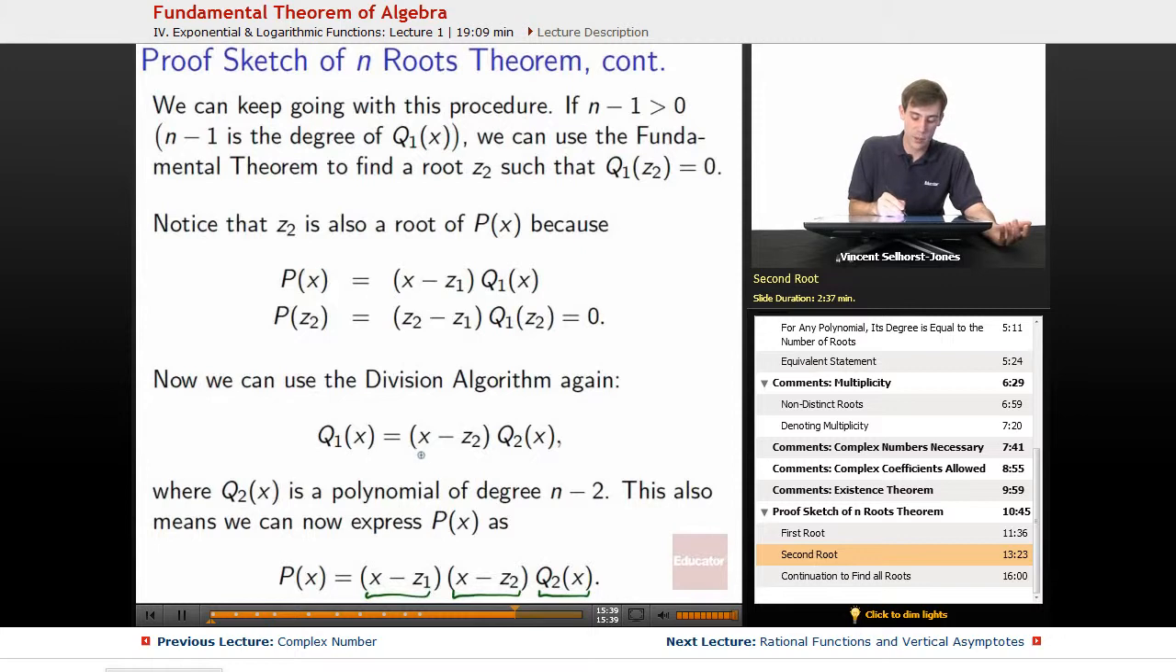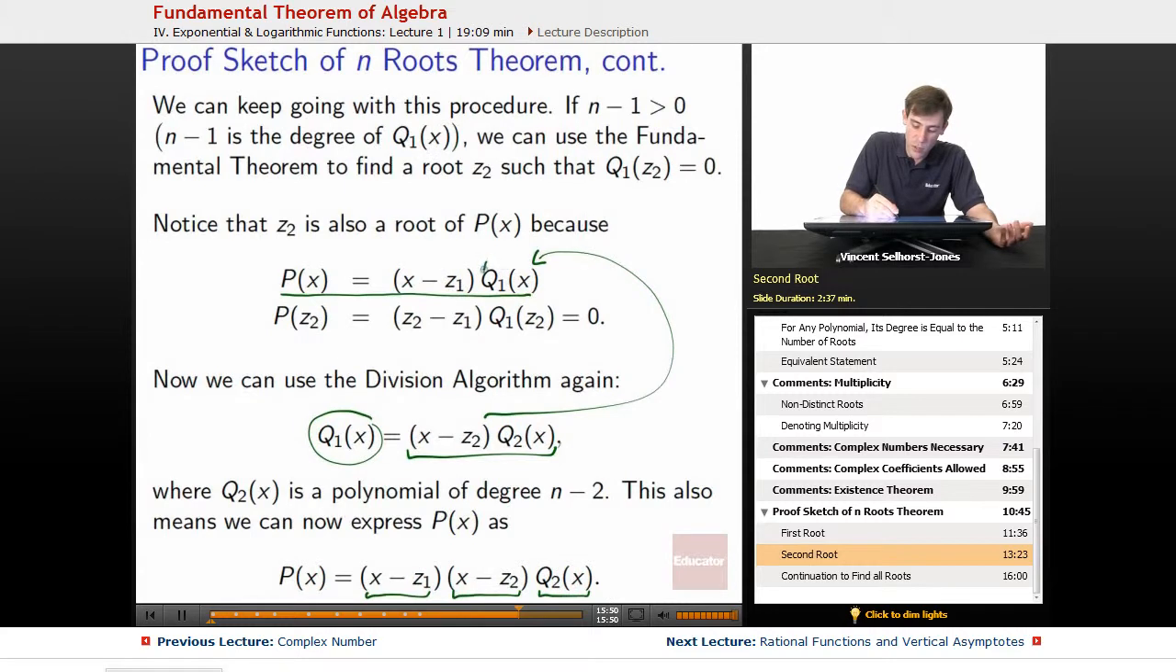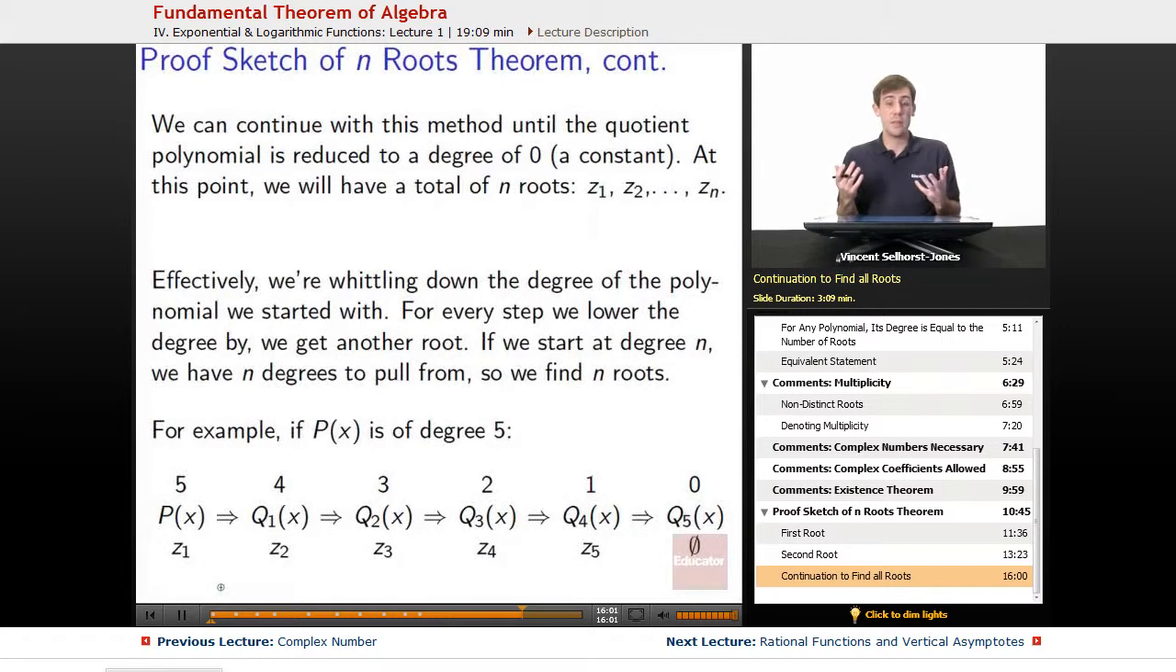Since q1 of x equals x minus z2 times q2 of x, and we know that p of x equals x minus z1 times q1 of x, we take this right here, and we swap it in for q1 of x right here, and we're going to get this thing right here, x minus z1 times x minus z2 times our second quotient, q2 of x. And we just keep going with this method until eventually we get down to some qn that's going to just be a constant.